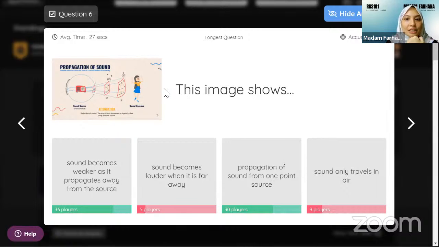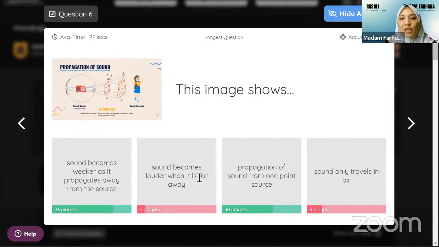This is the hardest. So this image shows two things. And these other two are totally wrong because sound also travels in solid and in liquid. That's why the ghost sound that you hear at your house is usually because of the structure, because of the piping, okay? So this one is of course wrong. Sound doesn't travel only in air.